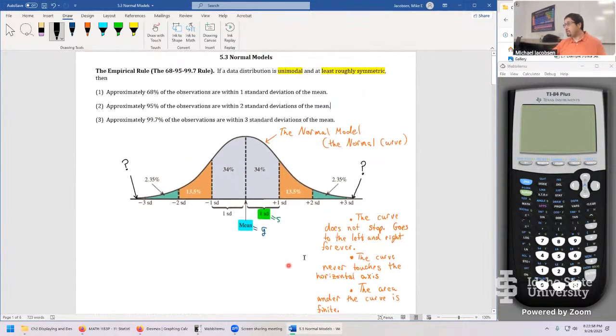First, any questions at all with these 3 random facts about the normal model or the normal curve?